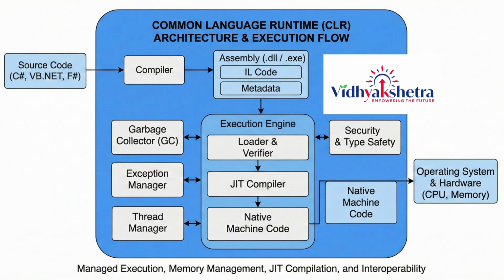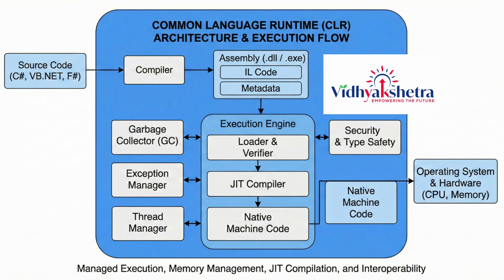At this stage, the just-in-time compiler, commonly called JIT, becomes active. The JIT compiler converts IL instructions into native machine code that can be executed by the processor. This conversion occurs at runtime, method by method.